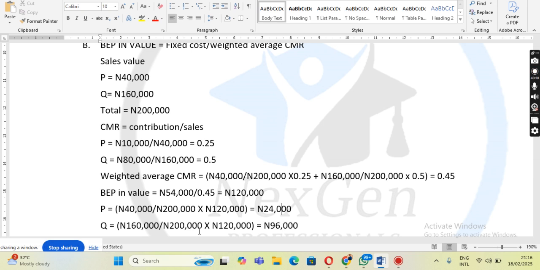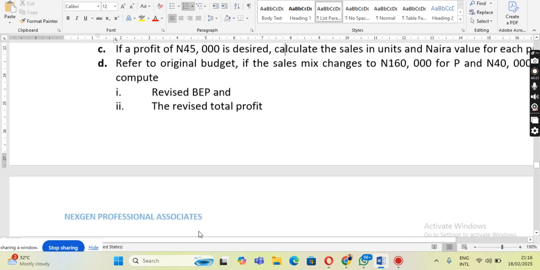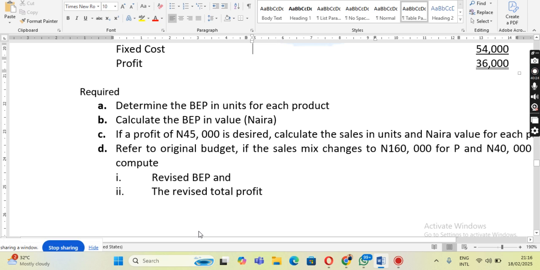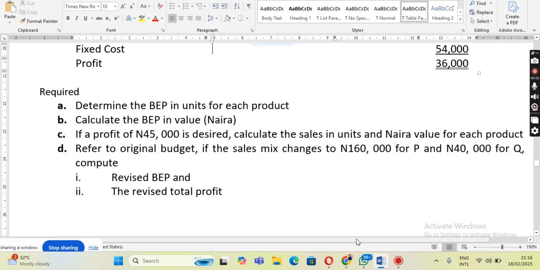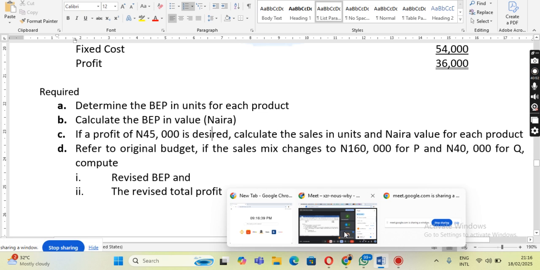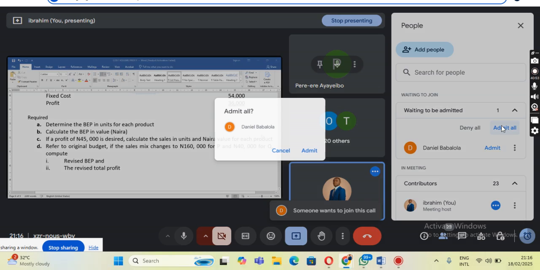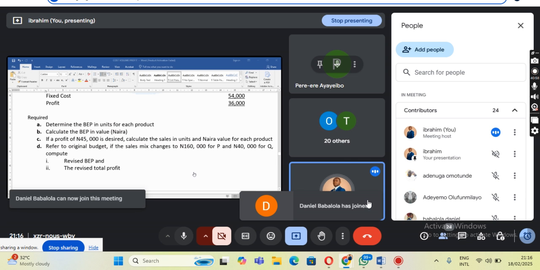Yes, sir. Okay, now, what next? The next question says that if a profit of 45,000 naira is desired, calculate the sales in units and naira value for each product. Don't forget, this profit is before tax. Under the single product, what is our formula? If they want to achieve a profit before tax of this, which formula do we normally use? Check your notes.